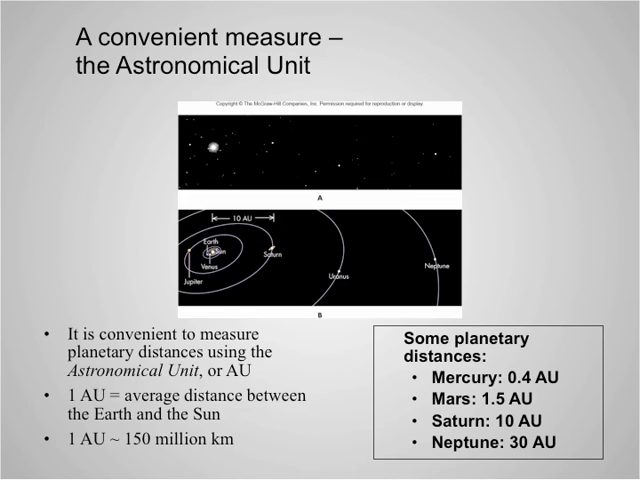For example, the distance from the Sun to the Earth is 1 AU. The distance from the Earth to Mars is about 1.5 AU. The distance from the Earth to Saturn is about 10 AU.